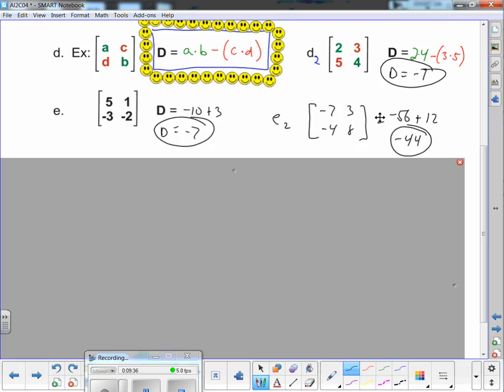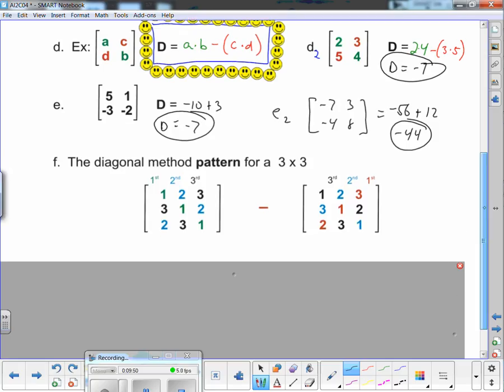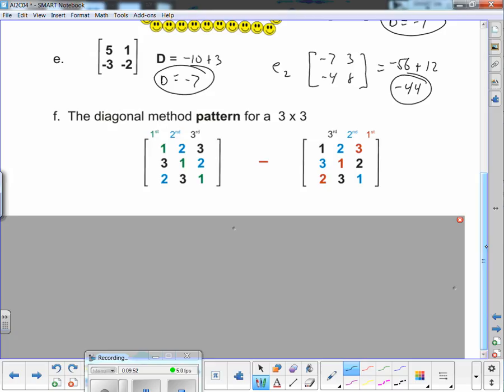If you got variables in there, there would be variables. You could have like 3a minus 2z. Okay, that would be the determinant. Couldn't do anything else past that. So don't freak out if there's letters in their variables. Okay, so a 3x3 is different. There is a diagonal pattern for a 3x3. It follows the same concept, only it gets a little bit more complex.